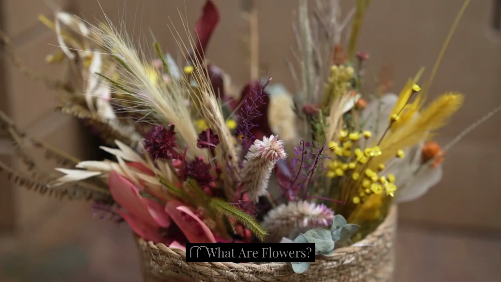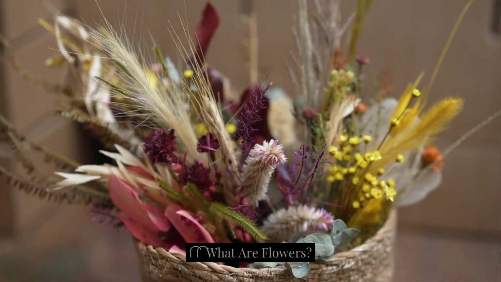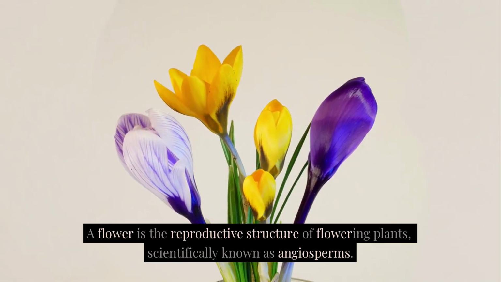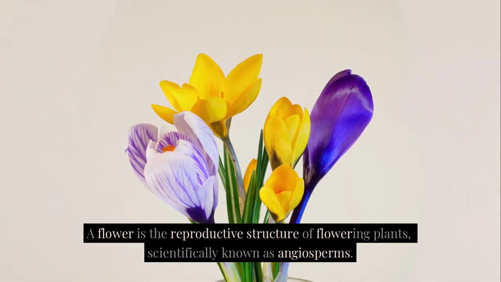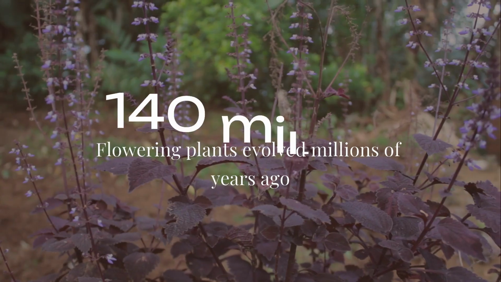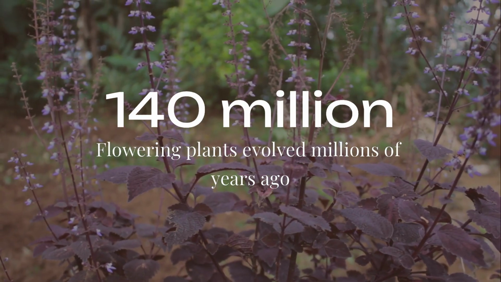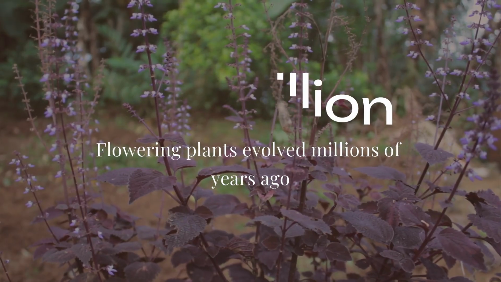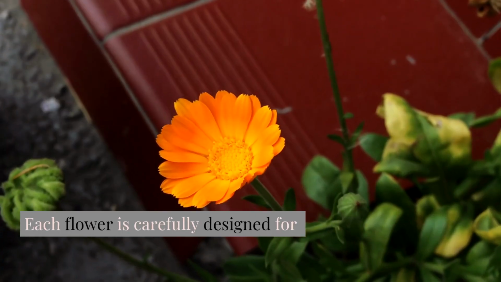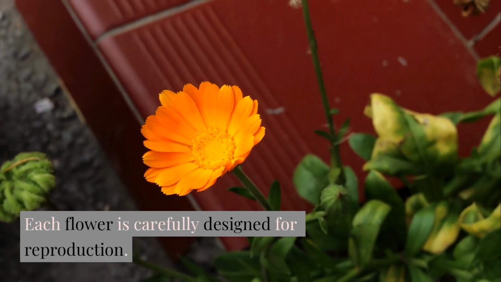What are flowers? A flower is the reproductive structure of flowering plants, scientifically known as angiosperms. These plants evolved around 140 million years ago and quickly became the dominant type of vegetation on Earth. Each flower is carefully designed for reproduction.